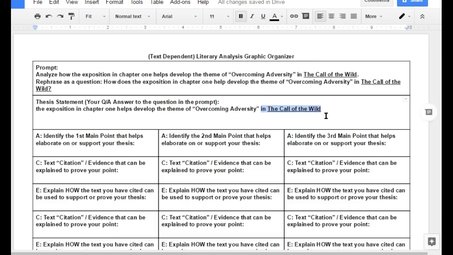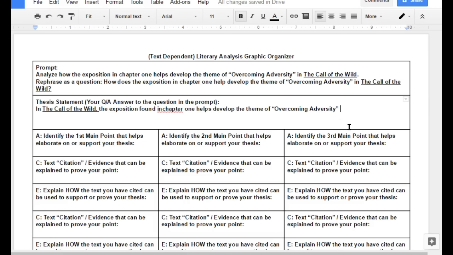I'm going to take this and move it up here. And so I'm going to say, in The Call of the Wild, comma, the exposition, I can say either found in Chapter 1 or in Chapter 1, helps develop the theme of overcoming adversity. If I leave it off there, it's a random statement. I haven't made a point. I haven't analyzed anything. I've merely pointed something out. So this is not the answer. This is the Q part of Q&A.